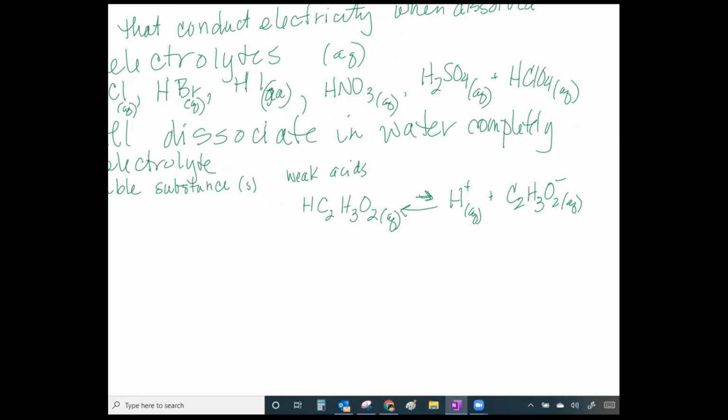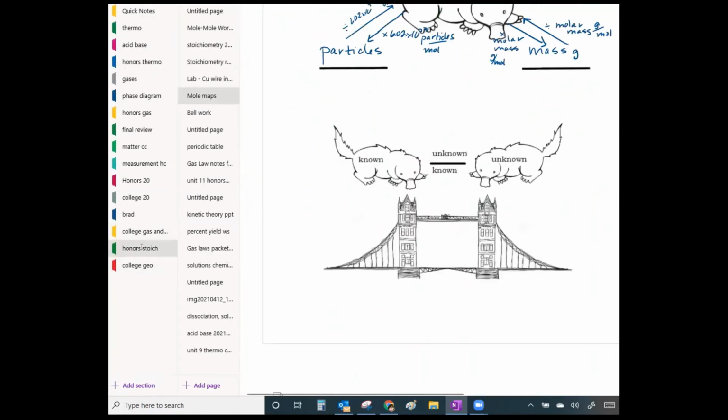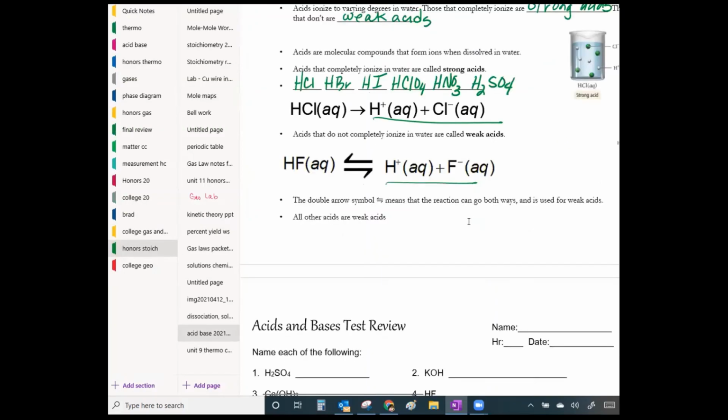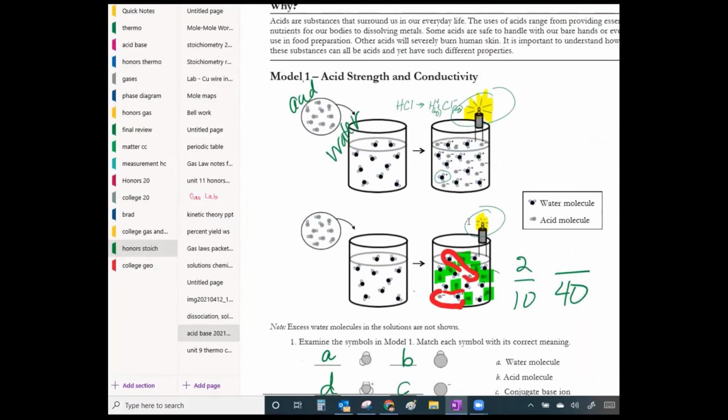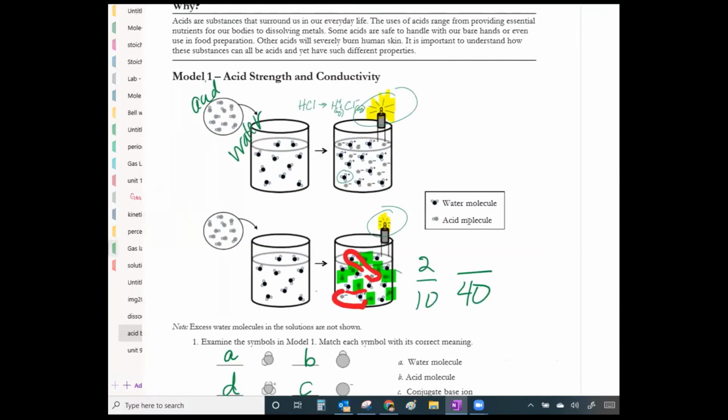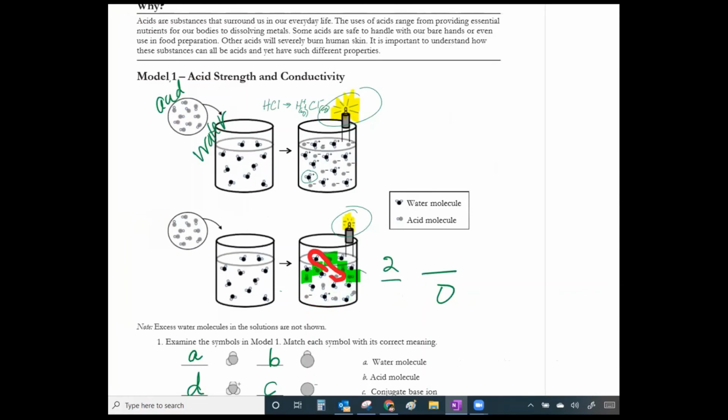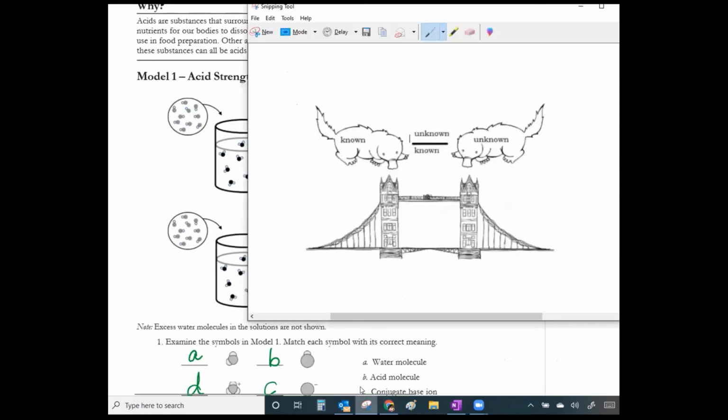So if you look under a microscope at hydrochloric acid, you're going to see hydrogen ions and chloride ions. If you look under a microscope at acetic acid, you're going to see mostly acetic acid molecules. This is actually something that I just did yesterday with honors, and it has a nice example of it. All right. Oops, I didn't want to erase that. Let's put this into the notes.